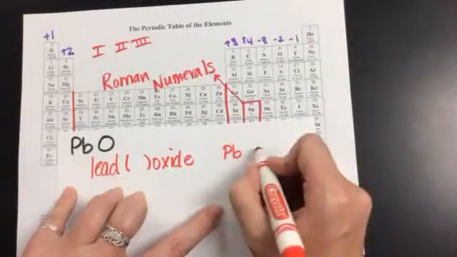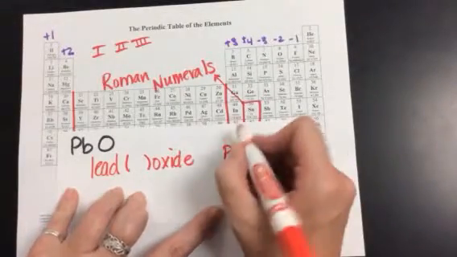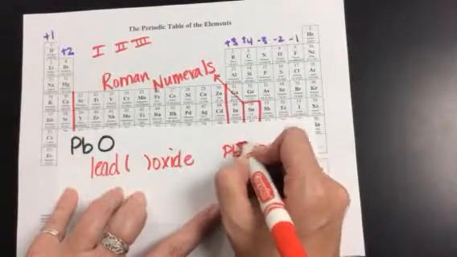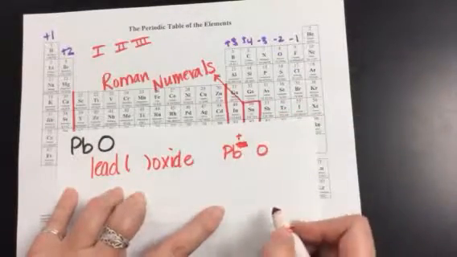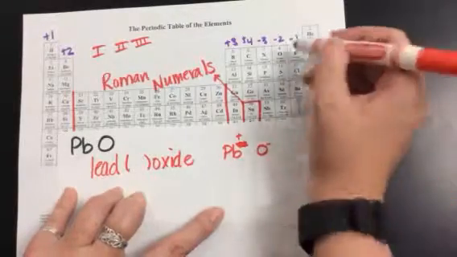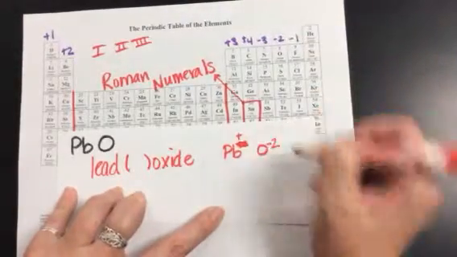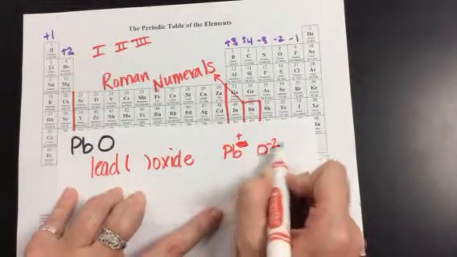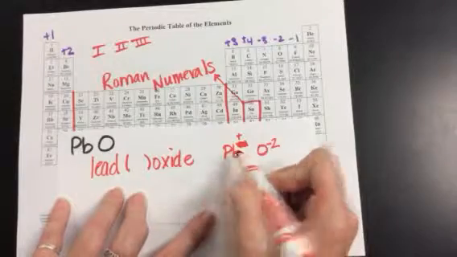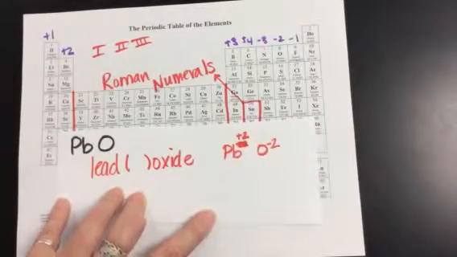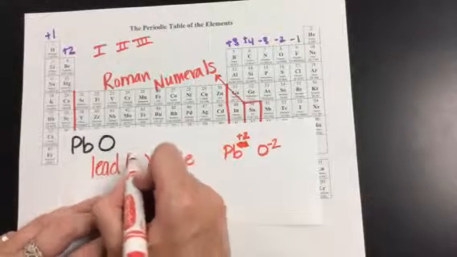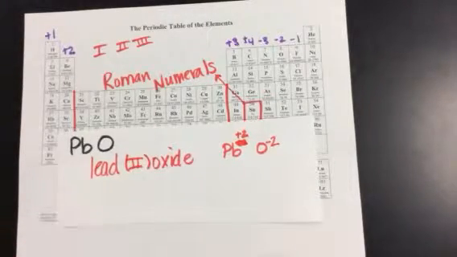I have lead and I have oxygen. You don't know the charge of lead yet, but you know that it has a positive charge. Oxygen you can look up on the periodic table. Oxygen here is -2. So if oxygen has a -2 charge on this side, in order to equal 0, this has to be a +2, so that way they cancel one another out. So that means that I have lead 2 oxide for an answer.